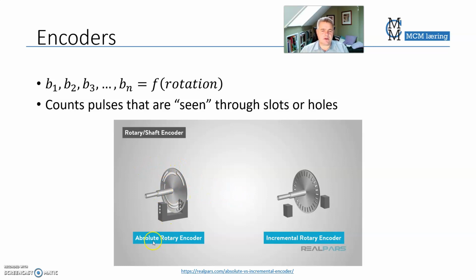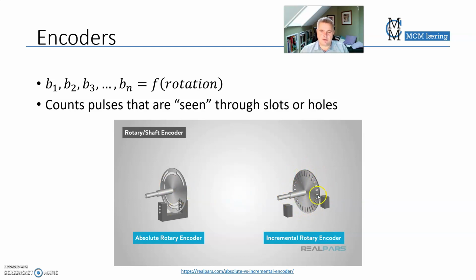You have two kinds. You have absolute rotary encoders and you have incremental rotary encoders. The absolute have different sectors in the disk here, so you can detect at which point on the disk you are, while the incremental only have slots. So these are simpler. These are more advanced.